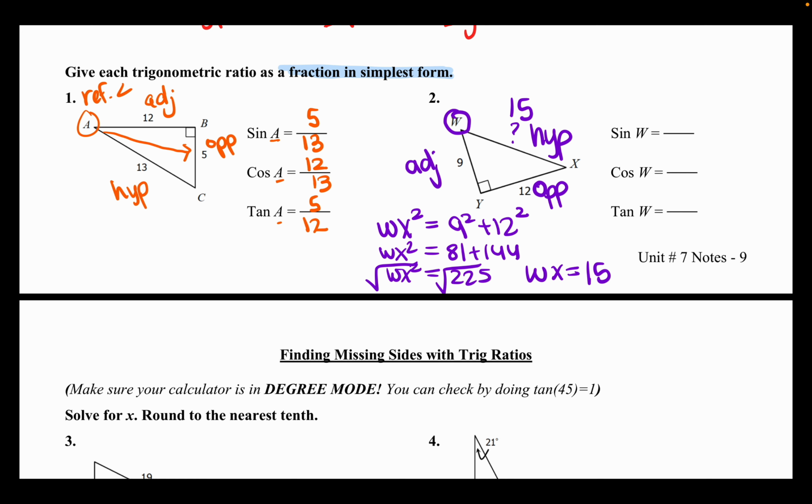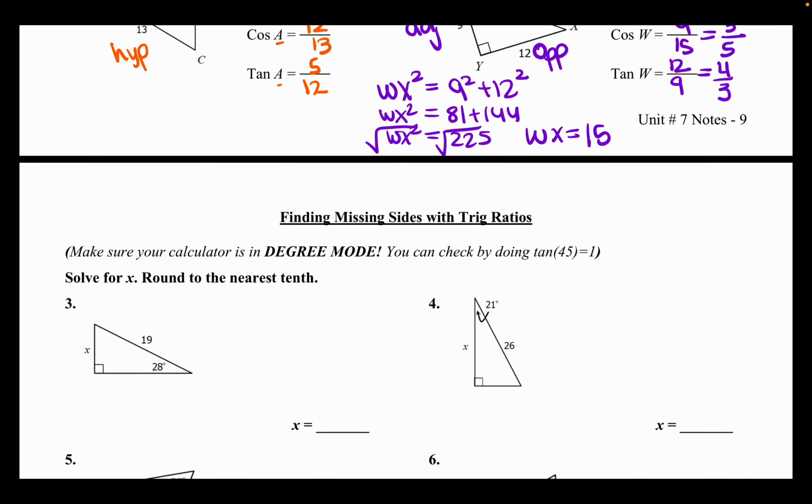So sine of W is going to be 12 over 15. But we need to reduce that to 4/5. Cosine of W is 9 over 15. But reduce that, we get 3/5. Tangent of W is opposite over adjacent, so 12 over 9, which is 4/3. Okay, flip the page.